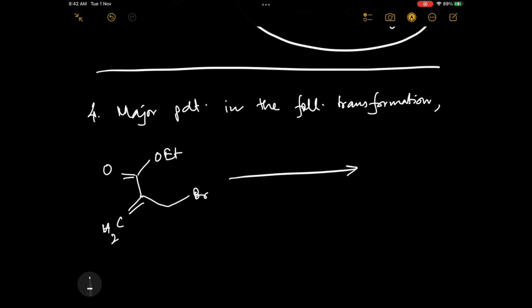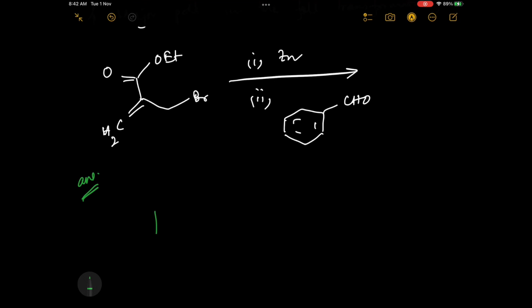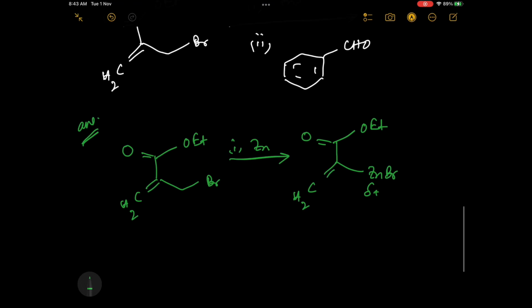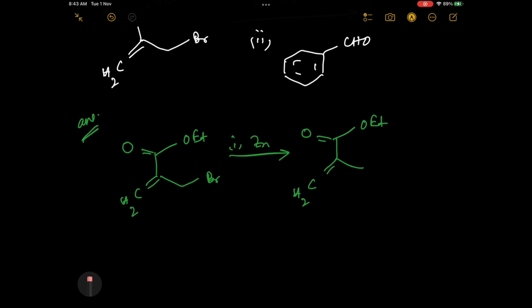As you can see, we have been given a halo compound, and we have been given zinc, and an aldehyde or carbonyl compound is present. So let's get into the mechanism of the reaction. As zinc has been provided, zinc will be inserted into the halo part, so we'll be getting ZnBr, and Zn is basically delta plus, being a metal, and bromine is delta minus.